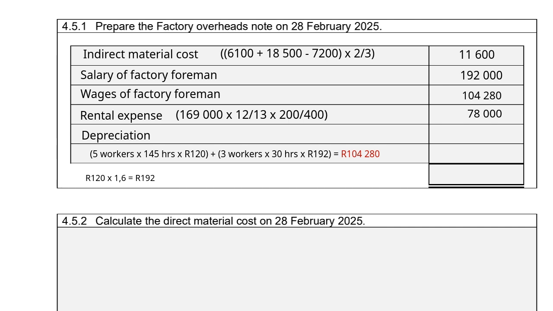Depreciation for the factory overheads was given as 42,920 Rand. So our total factory overheads will then be 428,800 Rand.